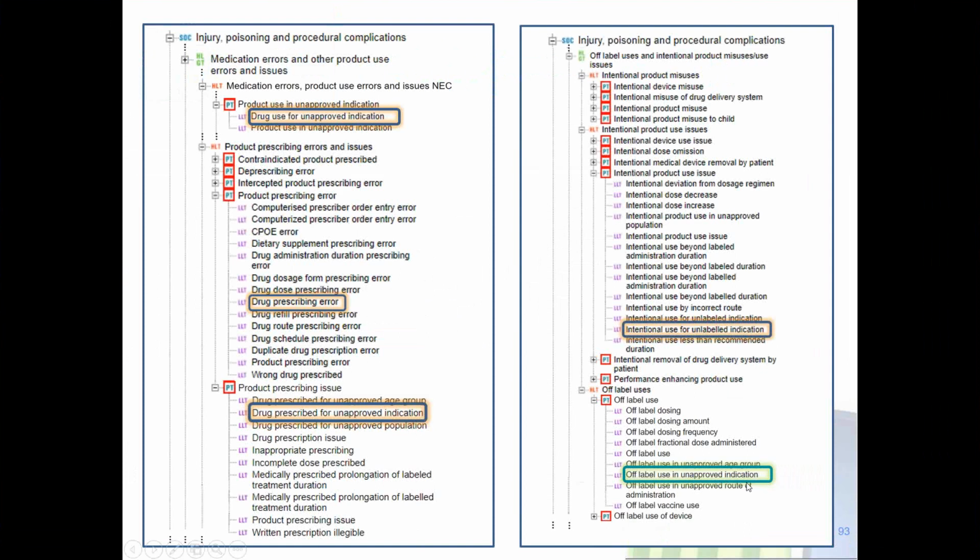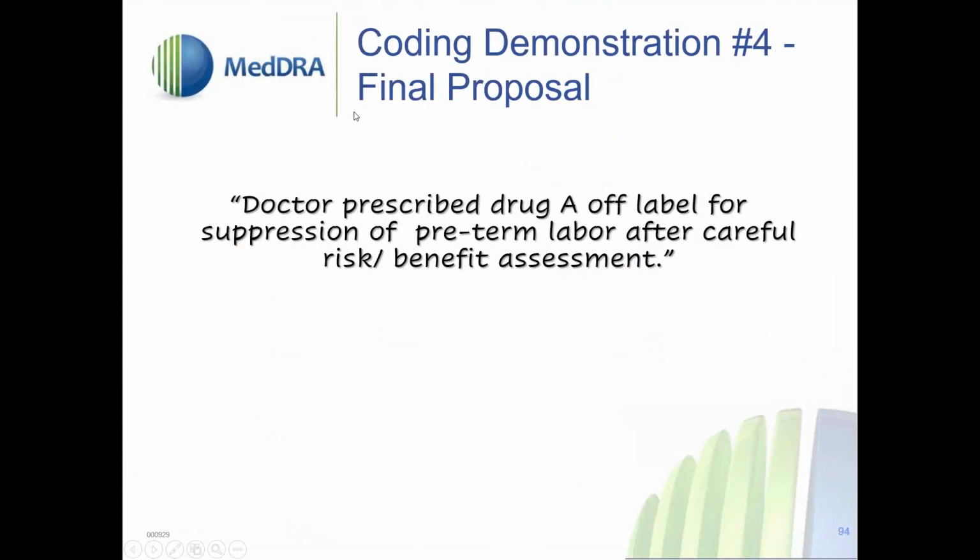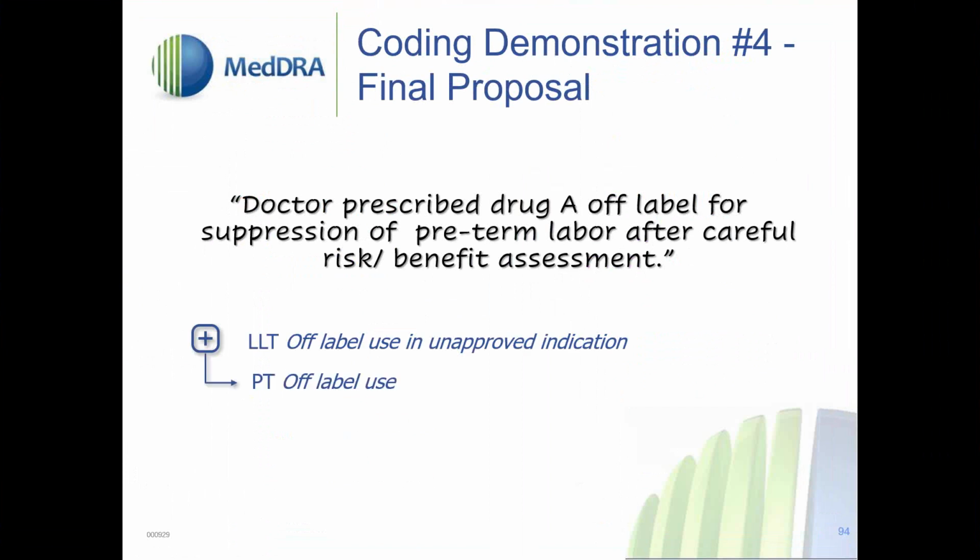As mentioned before, if it is not clear whether this is really a deviation from the local label, then intentional use for unlabeled indication would come into play, but all the others do not represent an intentional deviation. So it's not an error, it's not an issue, and product use in unapproved indication would be too unspecific as well. So we wouldn't capture the intentional nature of this incident. So here we are. We would code to off-label use in unapproved indication under PT off-label use.